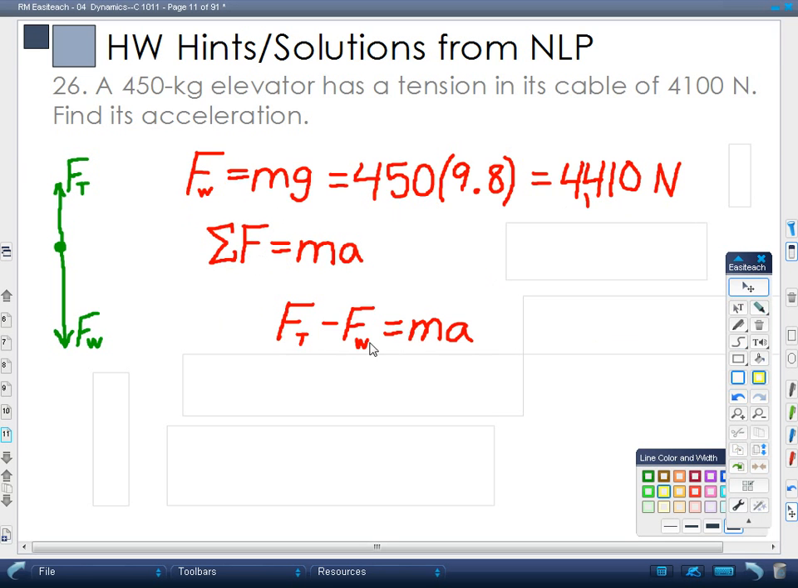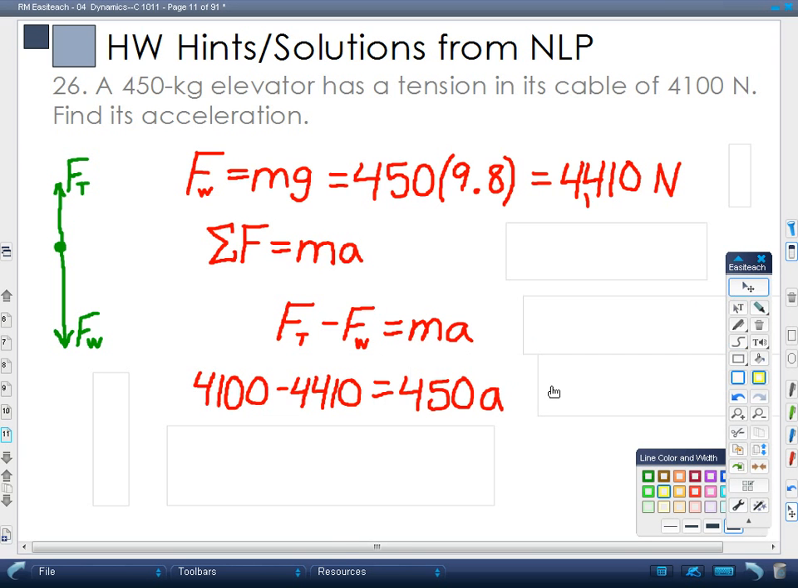Now some of you might be wondering, why do you do tension minus force W? Shouldn't you do force W minus tension? The answer is very simple. I always do up minus down, the positive minus the negative, no matter what. And I always do positive to the right minus negative to the left. And that way everything stays consistent. You'll see what happens next.